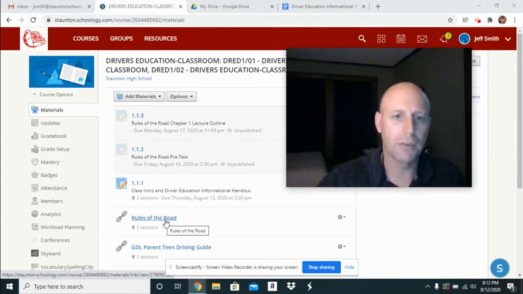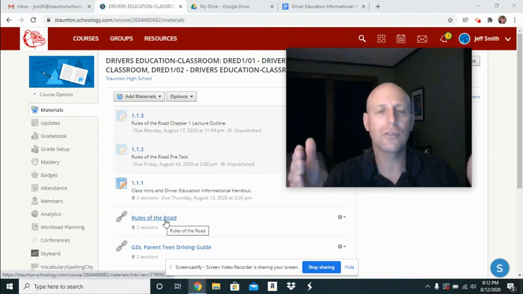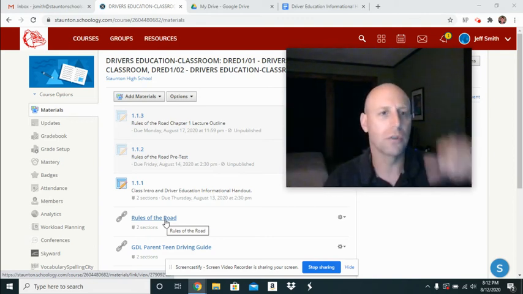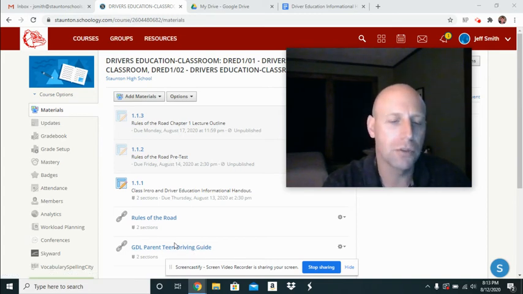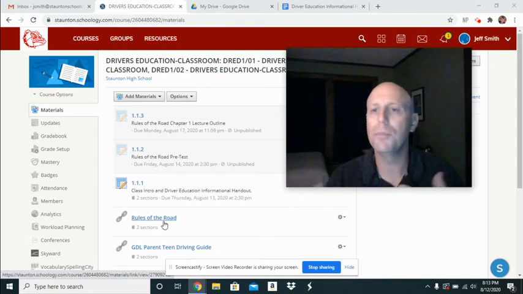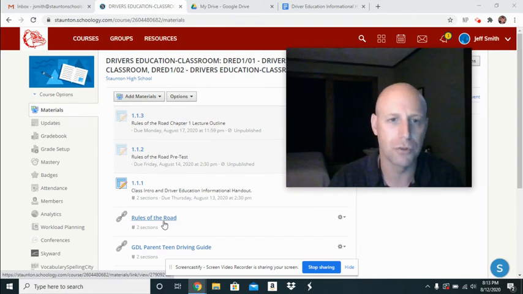If you come around to the front of the building on Deneen, when you're looking at the high school, you've got those two sets of doors. It's the doors on the left. There'll be a tub right out there, and it's got these rules of the road book in it, and it's also got this GDLP parent teen driving guide. Both of these are good documents that will help you guys in this journey of learning to drive.